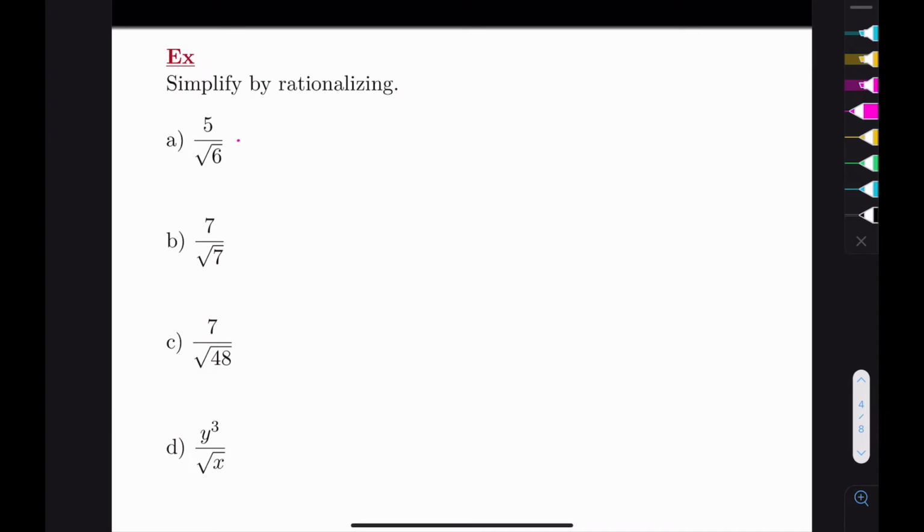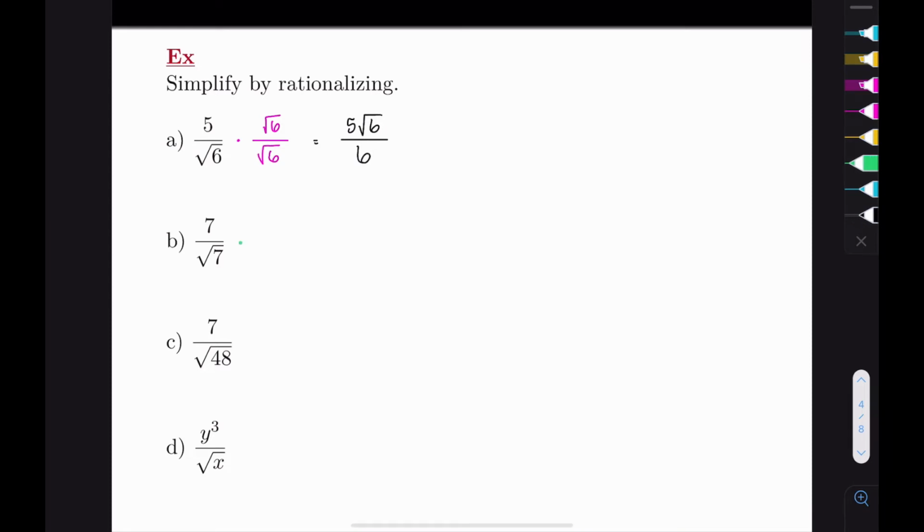So for this one, to get rid of a square root, remember we can just multiply it by itself, because we would combine under a single radical, and that would give us a square root of 36, which just simplifies to 6. But what I do to the bottom, I have to do to the top. So really, we end up with 5 root 6 divided by 6, because those square roots cancel.